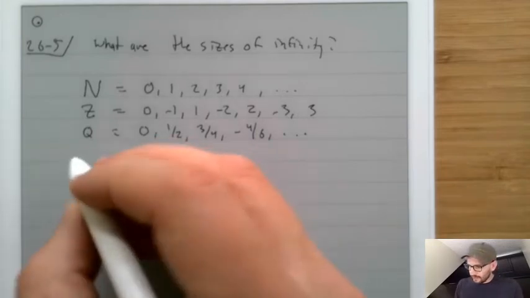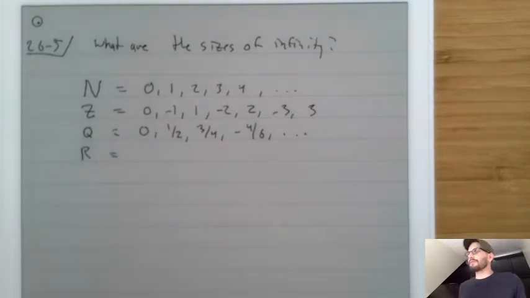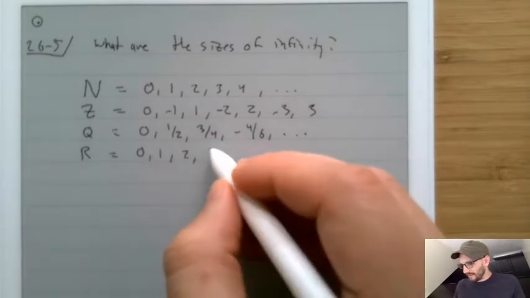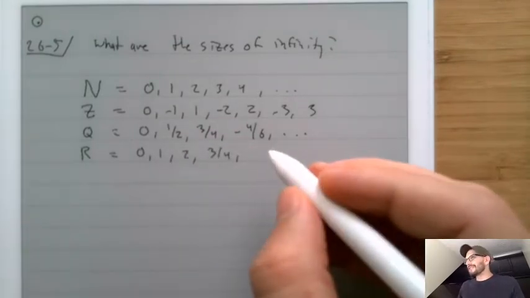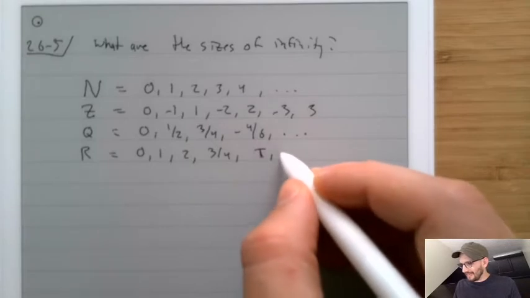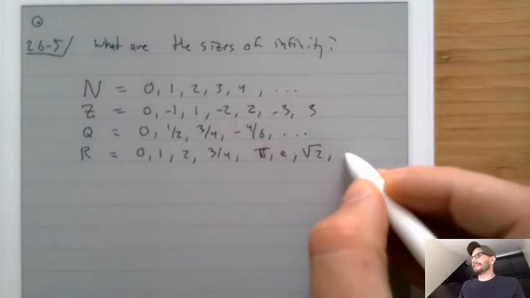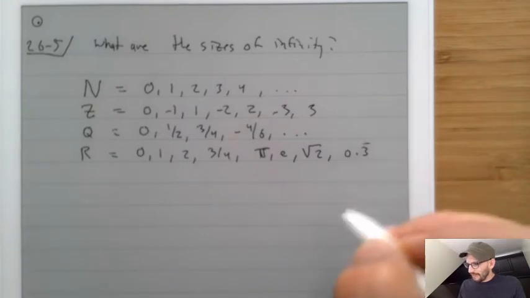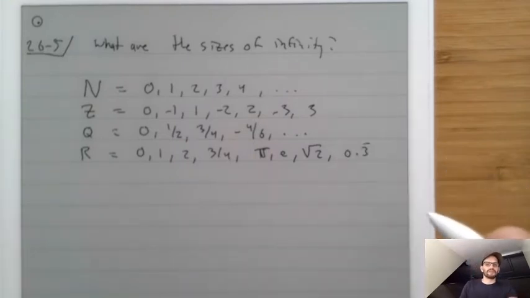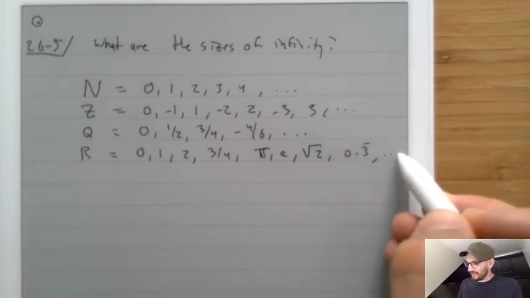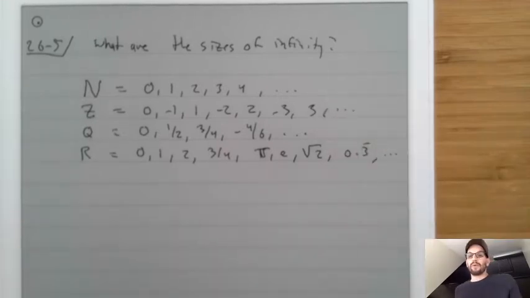And then we also have the real numbers. The real numbers have stuff like 0, 1, 2, okay? They've got stuff like 3/4. But they also have stuff like pi and e and the square root of 2 and 3 repeating and stuff like that. So they've got all sorts of exotic numbers. So each one of these is a different infinite set. And what we would like to do is compare infinite sets.